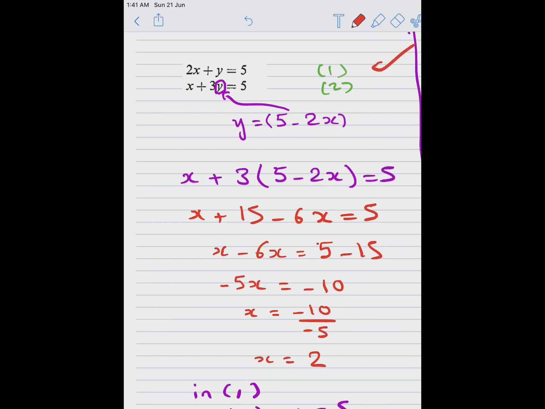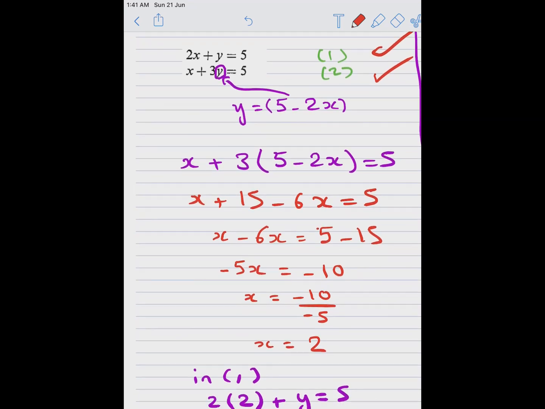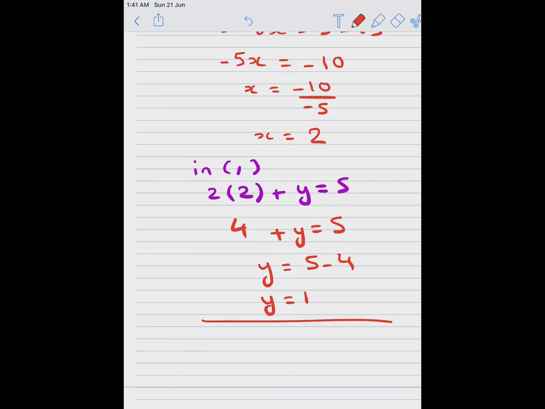Then for equation 2, I substitute. The x is 2 and the y is 1. So 2 plus 3 times 1. Is it equal to 5? Yes, it is equal to 5. So I checked in both equations, so my solution is right.